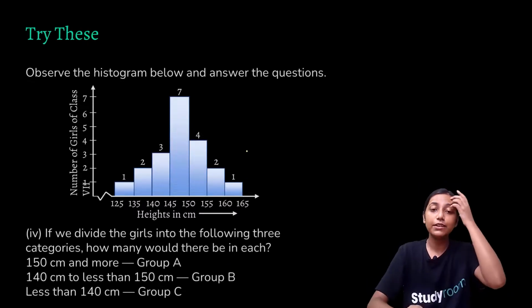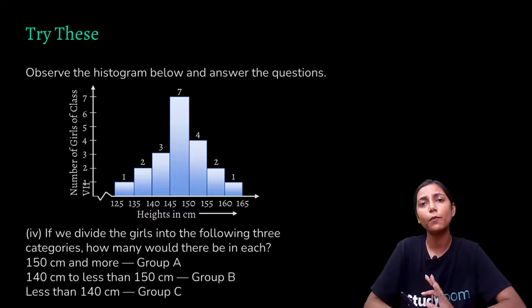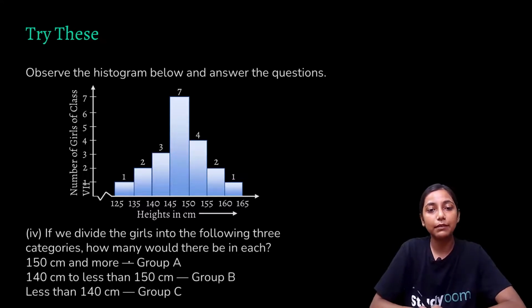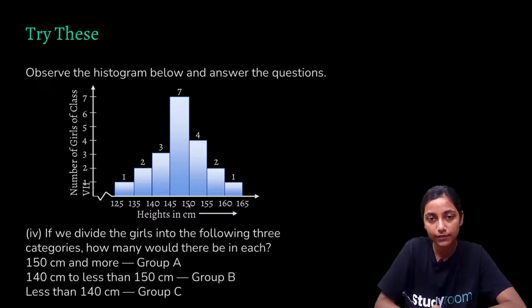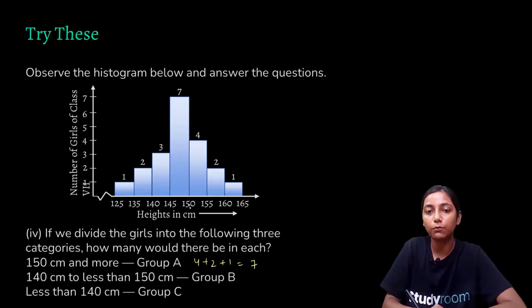Next part is if we divide the girls into the following 3 categories. We need to find how many girls would be in each of these categories. The first category is group A, that is 150 centimeters and more. So 150 centimeters is this, and more will be the right side of this. So 4, 2 and 1. We will add 4 plus 2 plus 1 and that will give us 7 girls. So 7 girls will be in group A because they have a height of 150 centimeters and more.